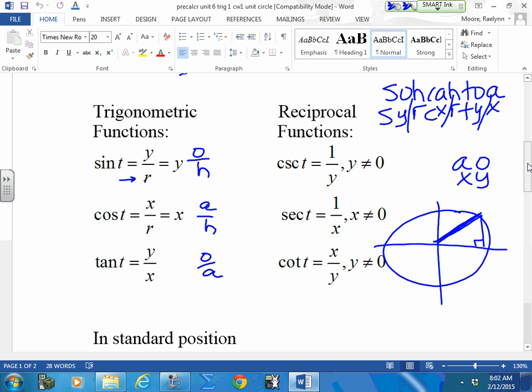I want you to see this in terms of Y, X, and R, not opposite, adjacent, hypotenuse, because we need to get the x's, y's, and the r's. Okay. It's a little trick I came up with a few years ago.